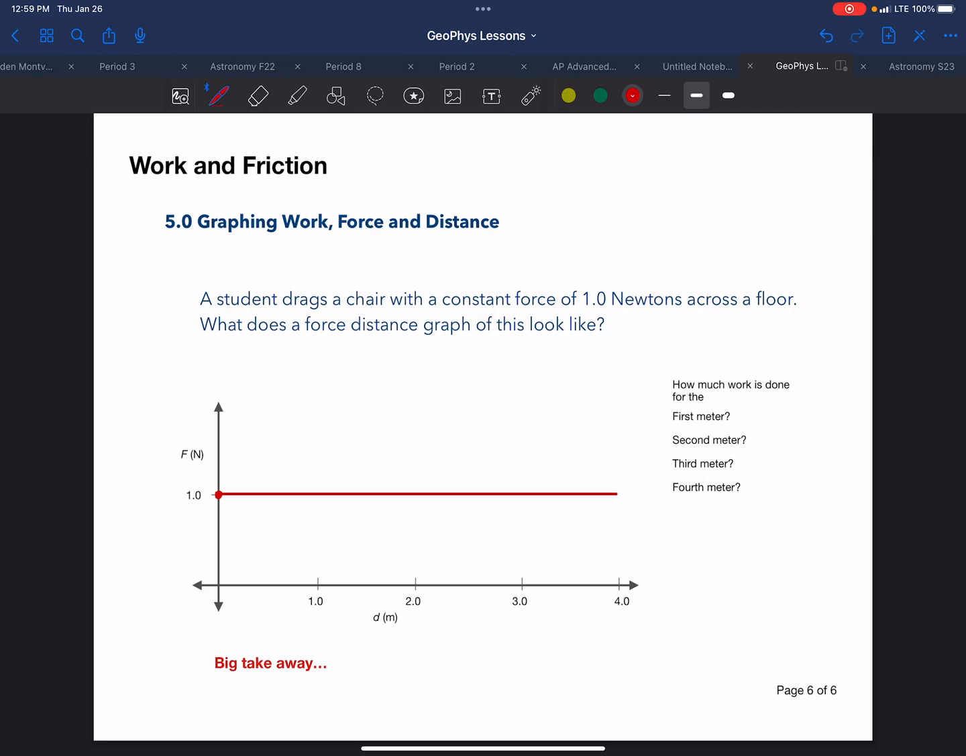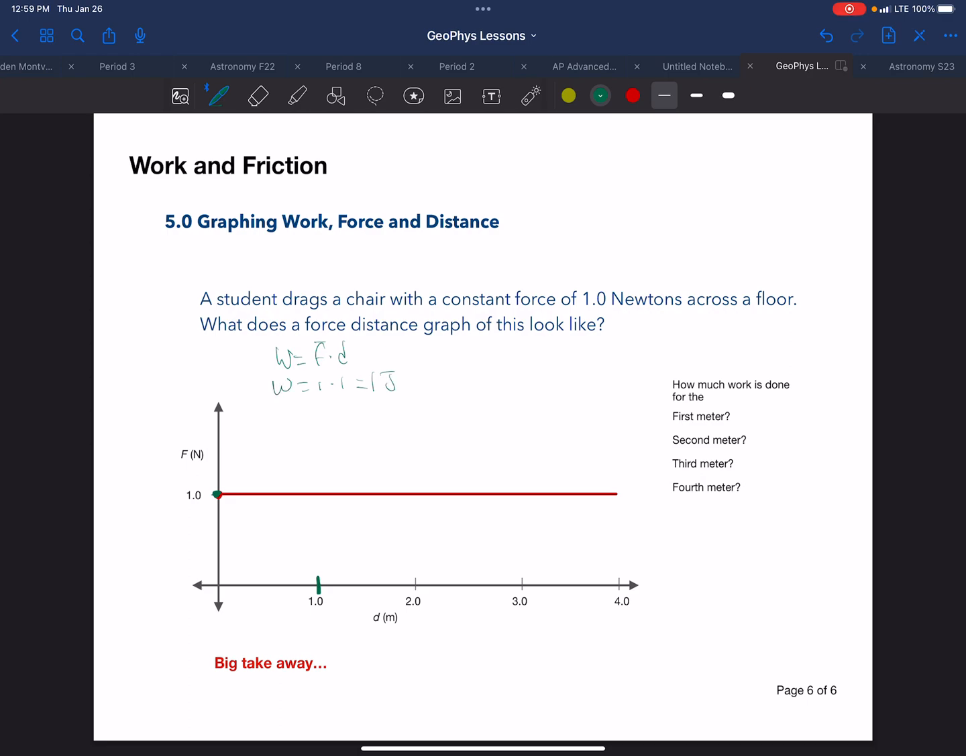Well, now let's ask ourselves, how much work was done in the first meter? Well, the first meter was over to here. We had this force and this distance. And if we wrote out a formula, work equals average force times the distance, we have 1 times 1, which gives us 1 joule. That's how much was done.